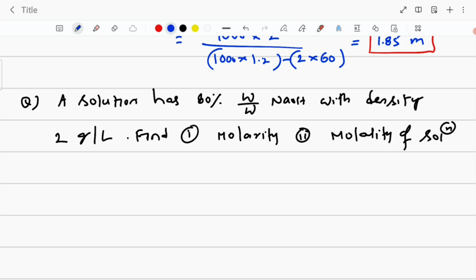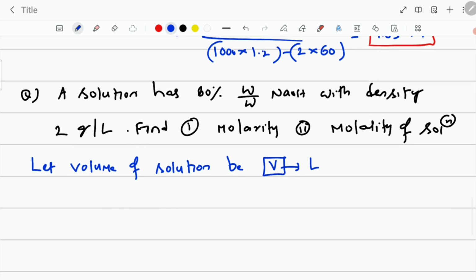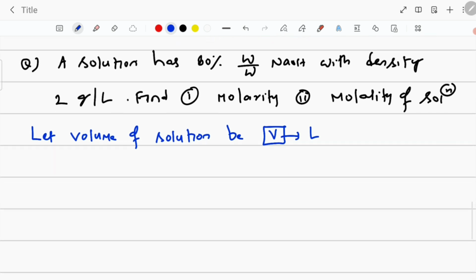See, before going for the solution, every time you observe the question, pause the video, try to do it from your side, get the answer, then match with the explanation, whatever we are doing here. Let volume of solution be V liter, because one thing is specified about the volume of solution. If volume of solution is V liter, then mass of solute is equal to, see how we calculate mass.